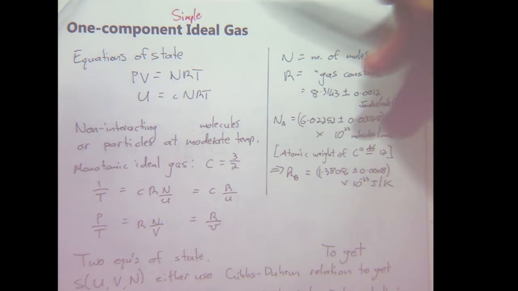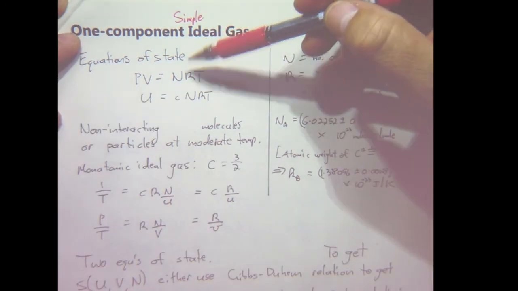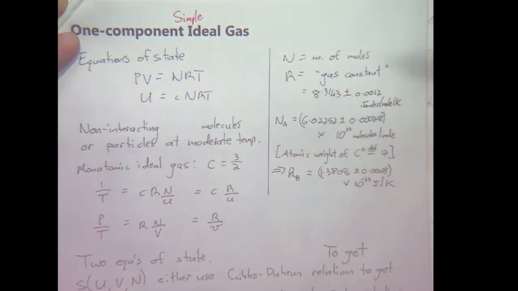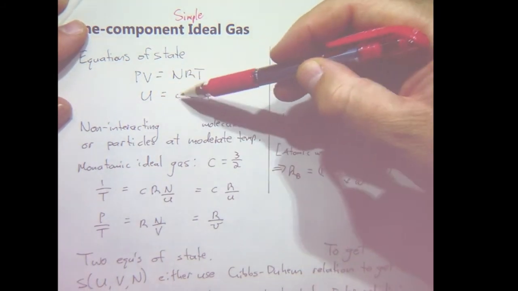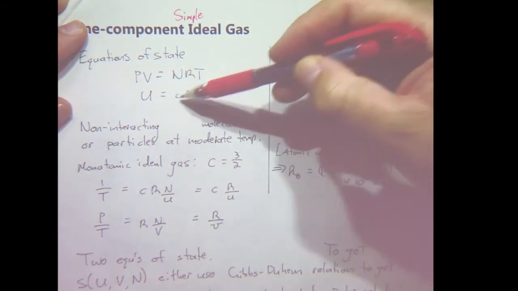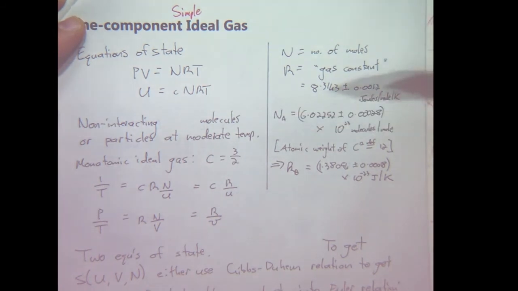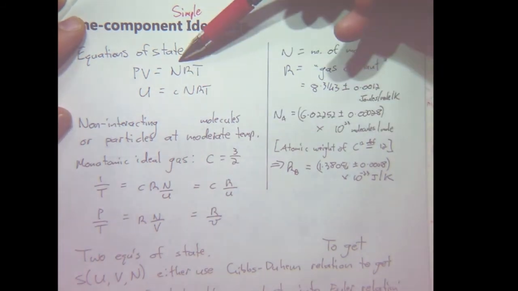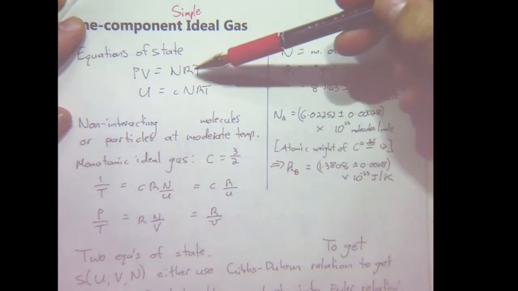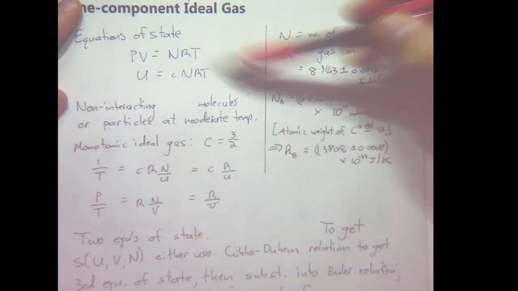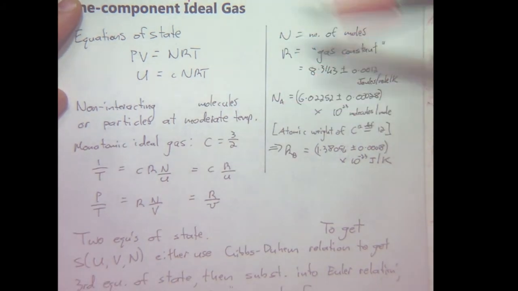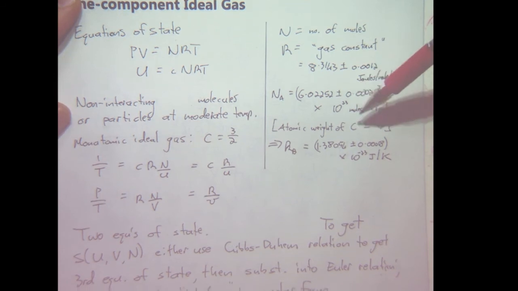Anyway, equations of state, which you learnt in high school, are just given. PV equals nRT and U equals C nRT, where C is a positive constant. N, big N, is the number of moles. R is the gas constant. It's not here, but N with the subscript A is Avogadro's number.